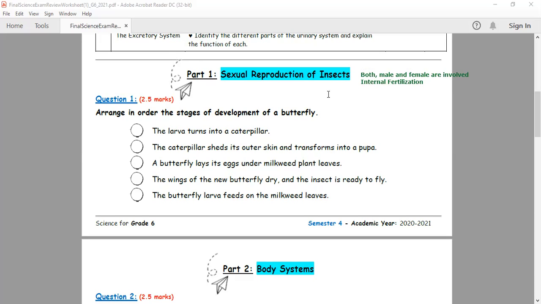So let's say, give me examples of insects, guys. Give us examples of insects. Okay, give me examples of insects. What are examples of insects, guys?